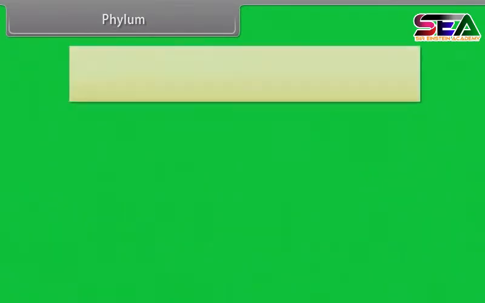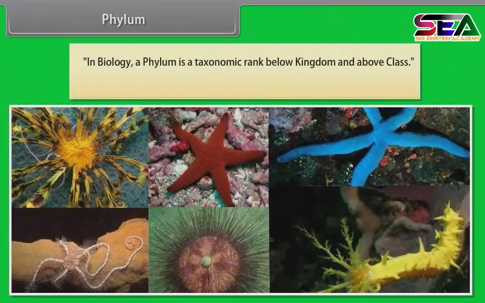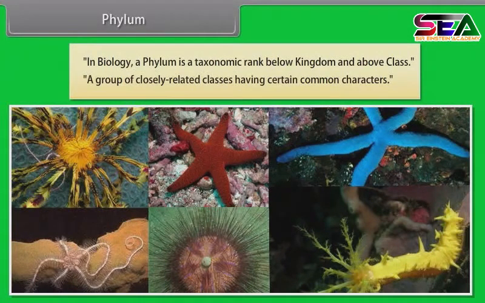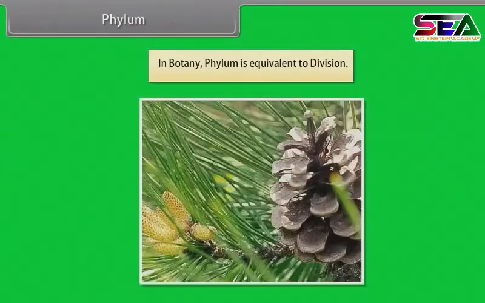Phylum. In biology, a phylum is a taxonomic rank below kingdom and above class. A group of closely related classes having certain common characters. In botany, phylum is equivalent to division.